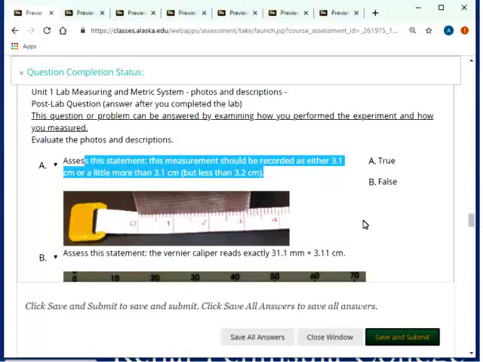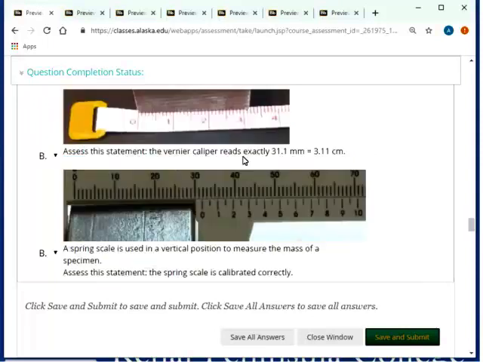So that statement is correct. All right, says the next statement. The vernier caliper reads exactly 31.1 millimeters, which is 3.1 centimeters. Well, let's see what happened. So the 0 is between 31 and 32 millimeters, but it's closer to the 32. So that already disqualifies that there could be a 0.1 there.